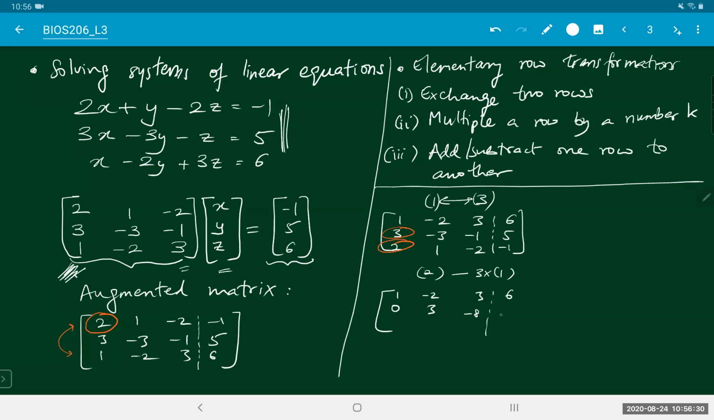5 minus 18 is minus 10. Professor, I had a doubt. I did not understand what happened to the fourth column. How did the right-hand side entries change? Do we have to invert it as well?